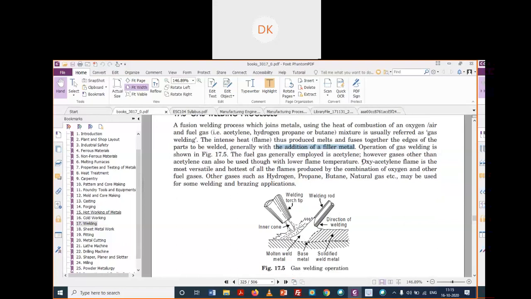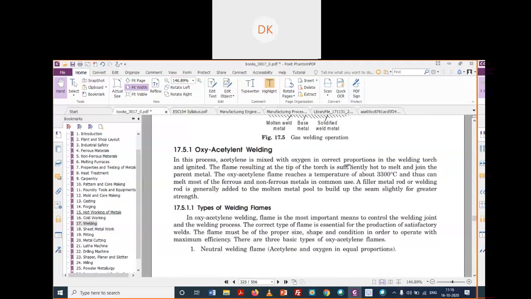So remember, the oxyacetylene flame is the most versatile and hottest of all the flames produced by the combination of oxygen and other fuel gases. You have to remember which flame produces the most heat. The oxyacetylene flame produces the hottest flame compared with all other combinations of oxygen and fuel gases. It can reach a temperature of 3300 degrees Celsius.